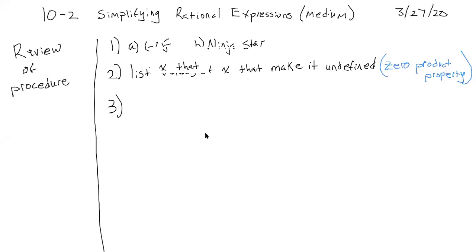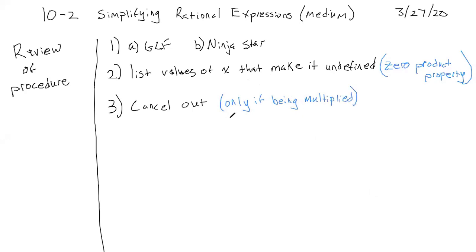To cancel out only if you're multiplying. And yeah, that's one of those things I do in a different color. Only if being multiplied. Perfect, yeah, so those are our 3 steps. Let's do just a review of how to use Ninja Star.